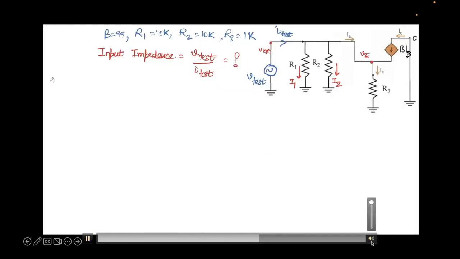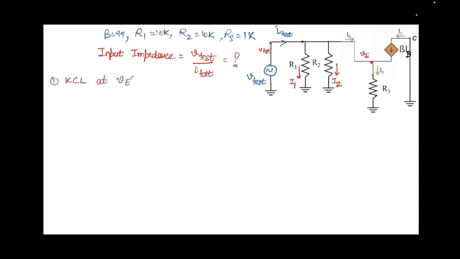First, I'll apply KCL at the node VE. The incoming currents are IB and IC, right? So I'll write IB plus IC is equal to IE. So I'll get IE equal to simply beta plus 1 times IB. This is what I'll get, and then I'll apply Ohm's law across this resistor as well.